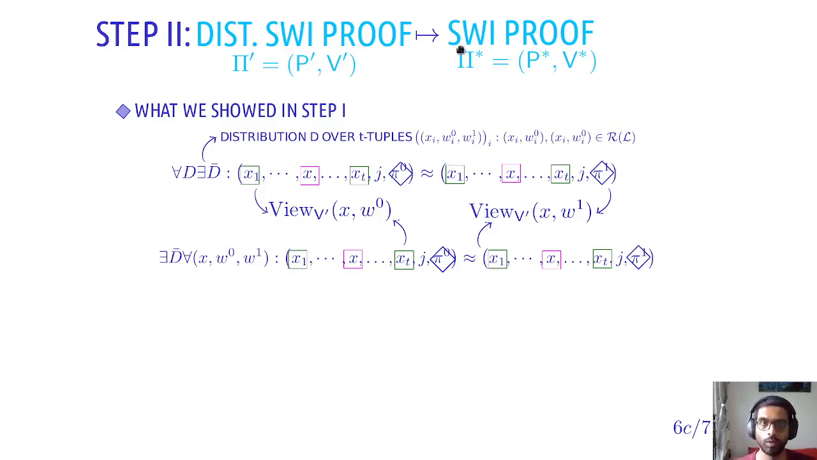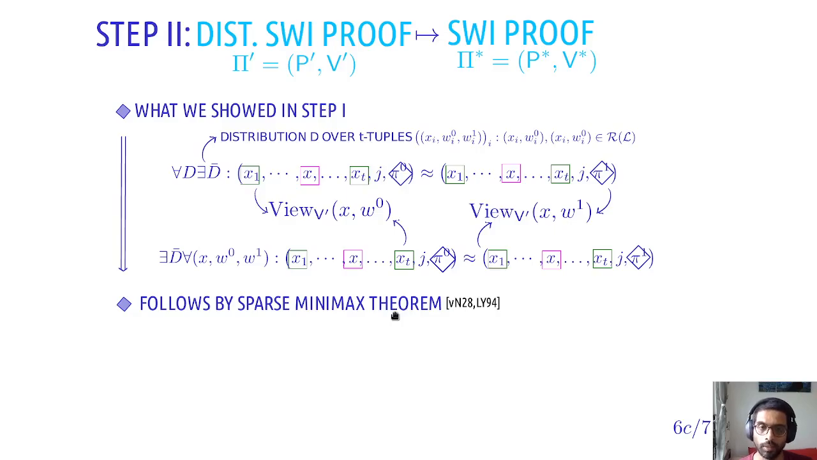To show worst case SWI, we want to flip the order of quantifiers here. What we want to show is that there exists a D bar so that for any worst case instance X, W0, W1, the two views are indistinguishable. And this can be shown using von Neumann's minimax theorem. So how do you do this?